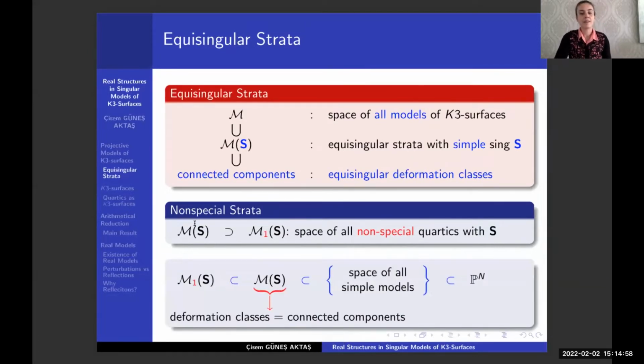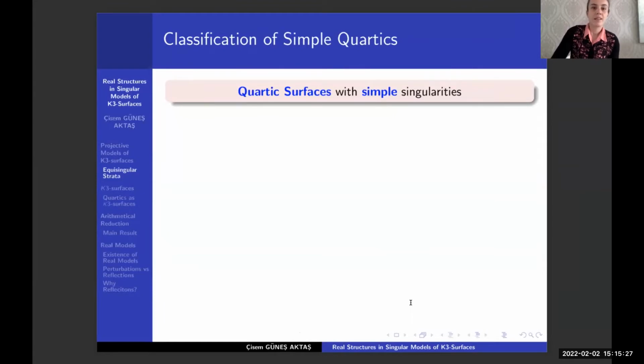If we want to look at the general picture again, here it is. The non-special quartics are this space, which lies inside the eco-singular strata, and this space is inside the space of all simple models, which lies in the biggest space, the projective space of dimension n. So this is the general diagram for us. Next, my main contribution is the classification of simple quartics. So I study quartic surfaces with simple singularities.